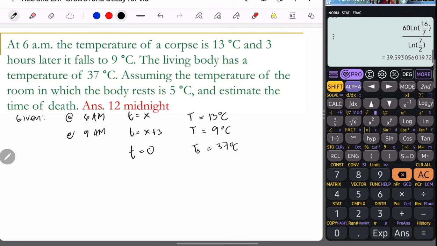The living body has a temperature of 37 degrees Celsius, that is T sub O, when the time is 0. Assuming the temperature of the room in which the body rests is 5 degrees Celsius, that is T sub S. Estimate the time of death.